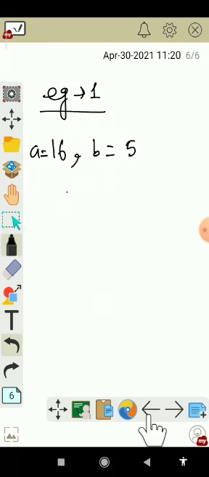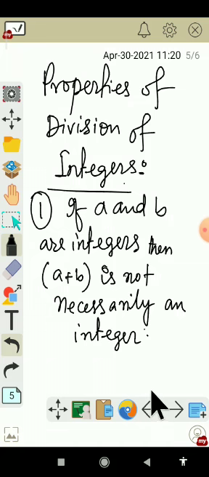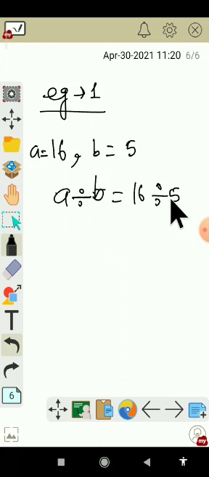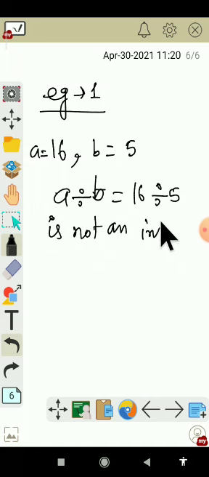Oh sorry, this is the division symbol. a divided by b is not necessarily an integer. So a is 16, b is 5, then a divided by b, that means 16 by 5, is not an integer.